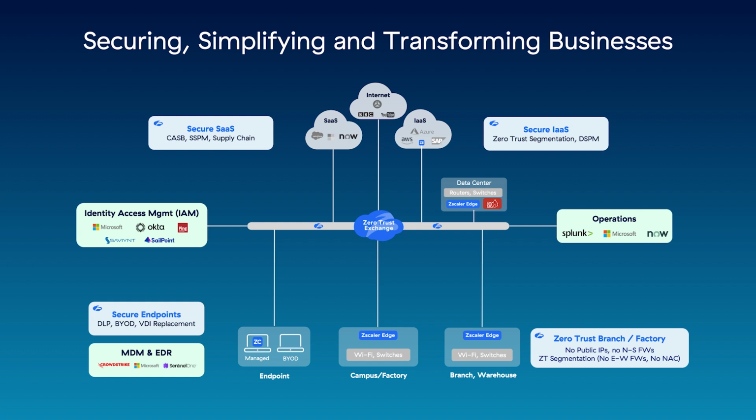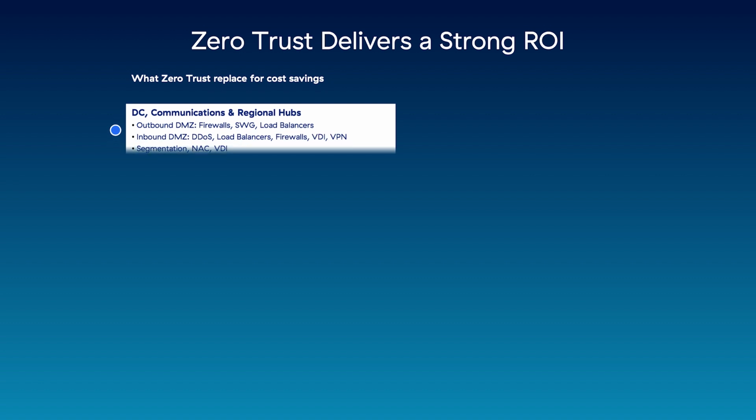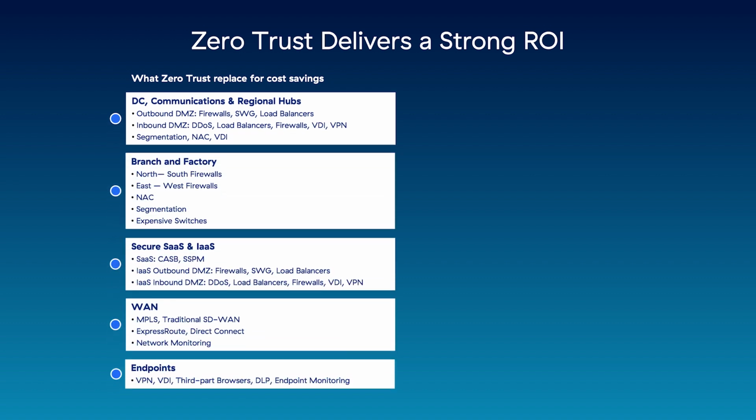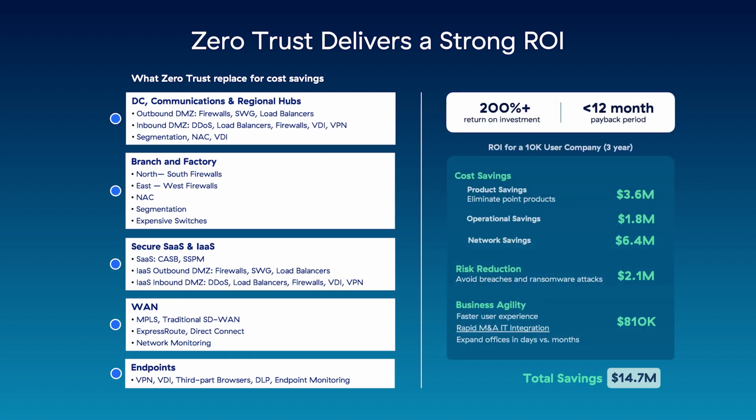What you're seeing in this diagram is working with a handful of partners. Zscaler provides you a complete solution where you don't have to deal with 30 different vendors, but a handful of vendors working together with Zscaler can give you something that's secure and simple, and it transforms your business. If you do this, you can remove a number of products. What I'm showing on this slide is all these things that can be taken out. And if you take them out, you end up actually saving a fair amount of money.